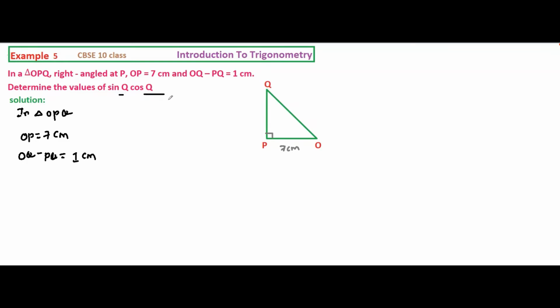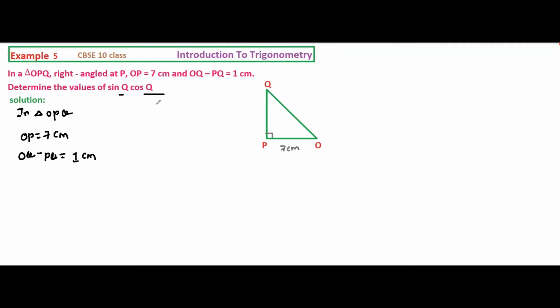Values. So how can we find out? Have a look here. First, only the 7 centimeter value is given, and the subtraction of OQ and PQ is given. From this, first we need to find the OQ value and PQ value, and after that we can find the trigonometric ratios of sin Q and cos Q.